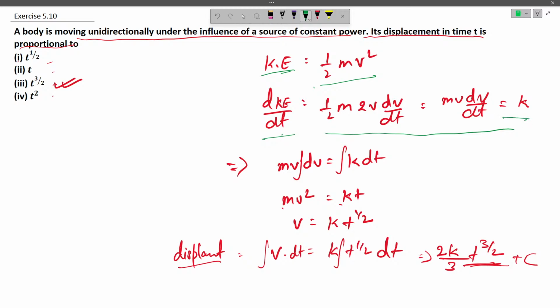Now if we integrate this on both sides, we will see that the integral of v dt represents the displacement, and this is proportional to t raised to the power 3 by 2. Let's move to the next question.